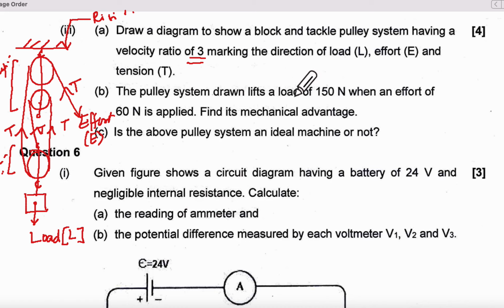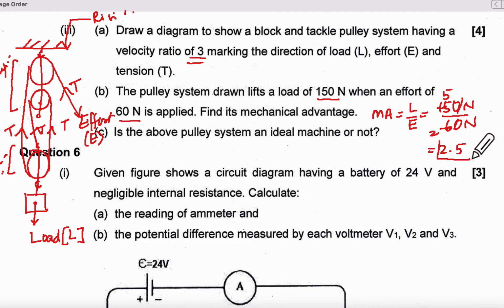The pulley system lifts the load of 150 Newton when the effort of 60 Newton is applied. So what is the mechanical advantage? Load upon effort means 150 Newton upon 60 Newton. So this will be 3 2s and 3 5s. So it is 2.5.